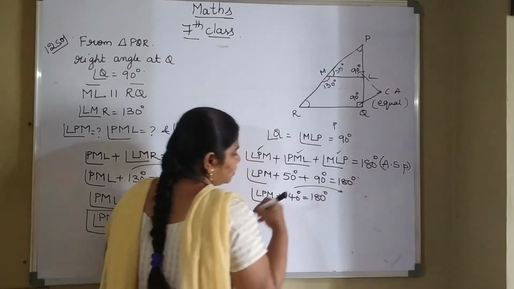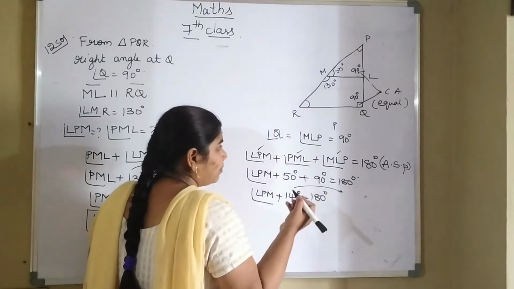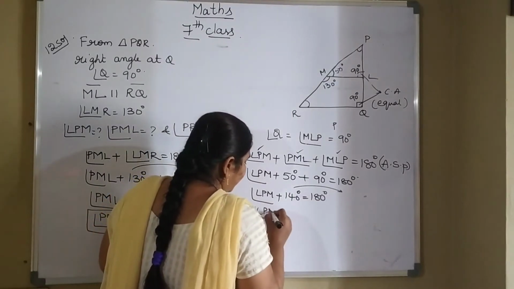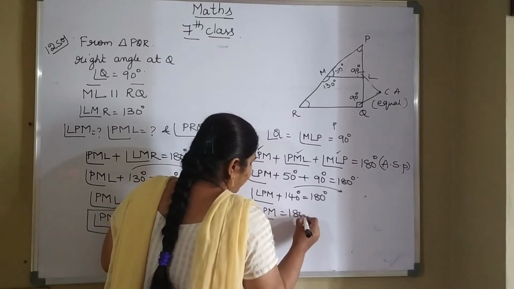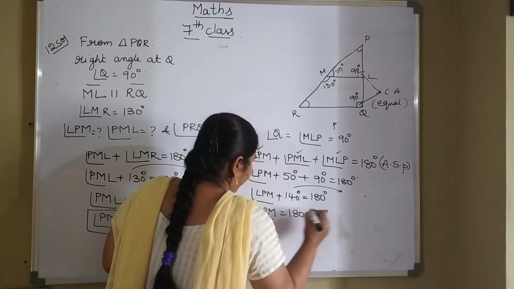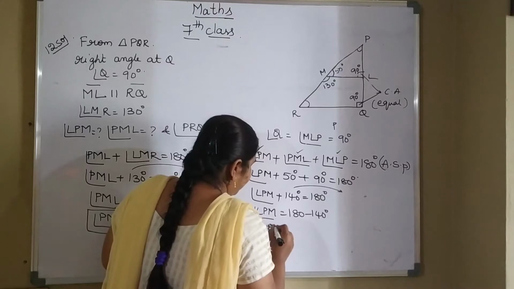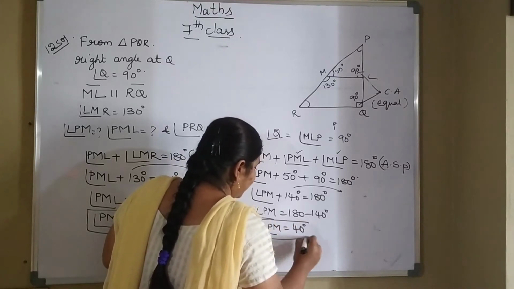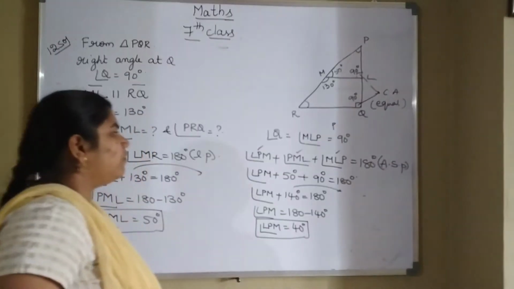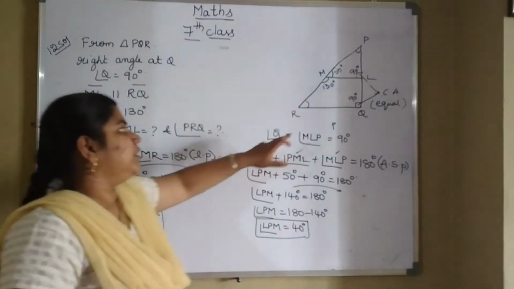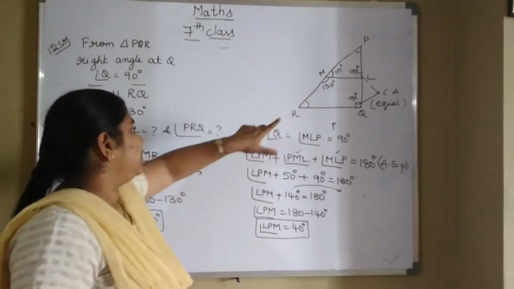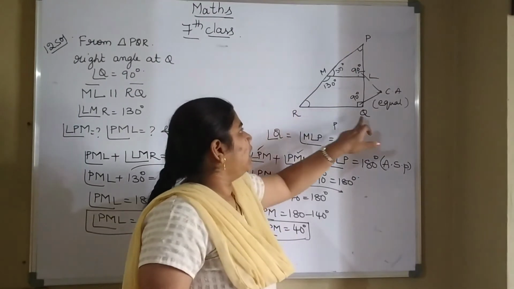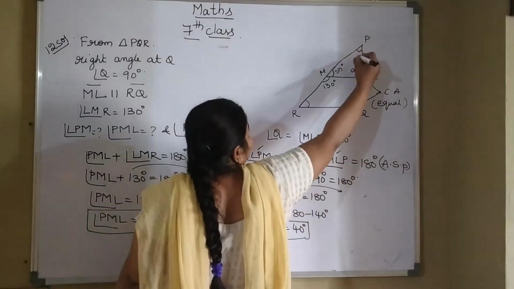I am transposing this 140 to the other side, that will become what? Subtraction. So LPM is equal to 180 minus 140. Angle LPM is equal to how much? 40 degrees. So you got the angle LPM value also. Now what do I have to find? I have to find this angle R. Angle R is nothing but PRQ. So this angle I got as 40.